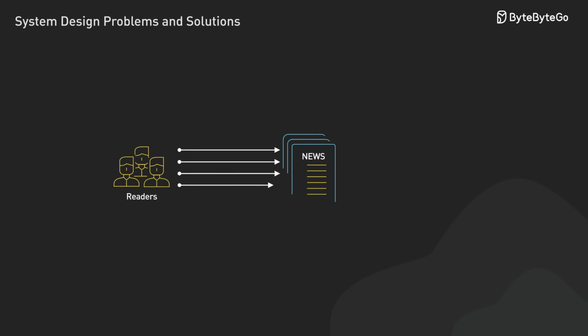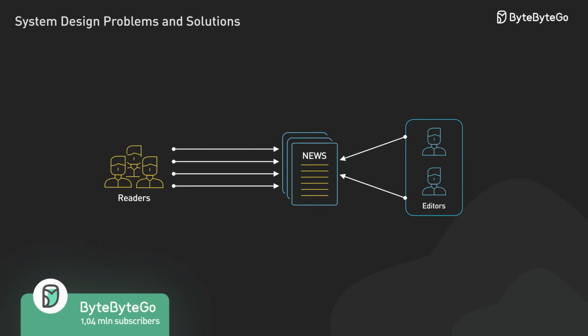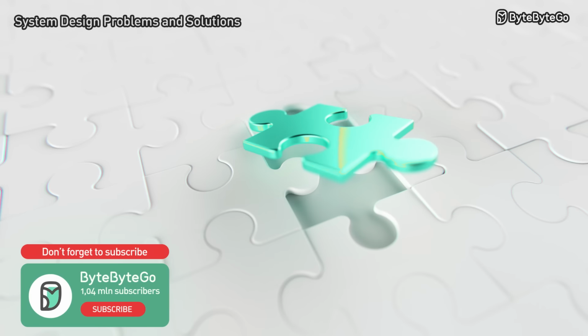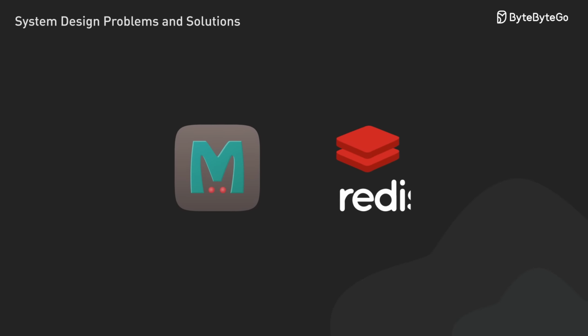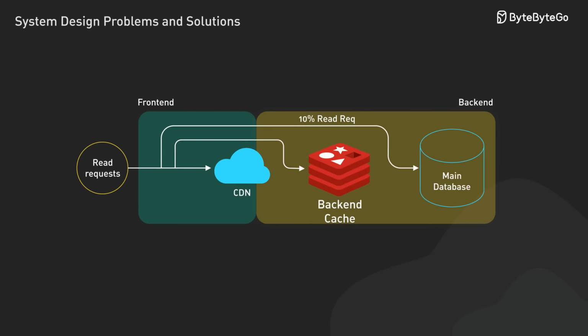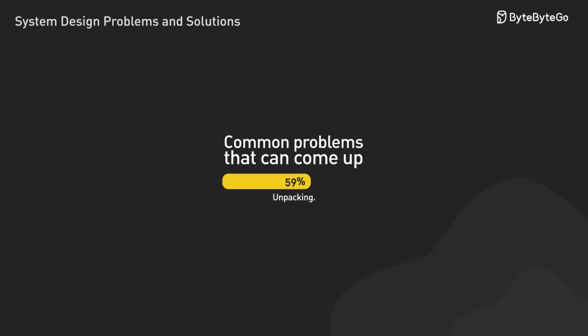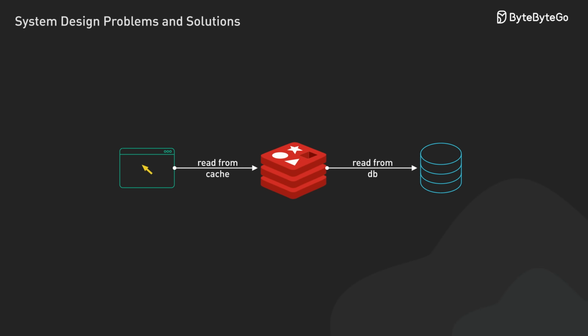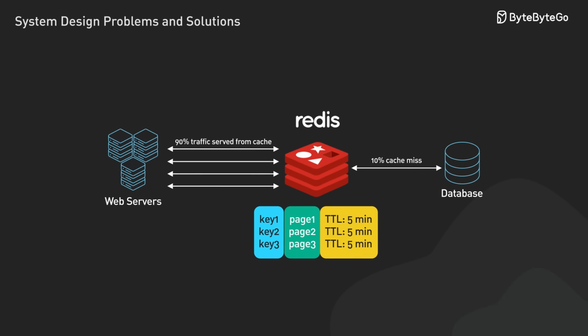Imagine a popular news website where millions of readers view articles, but only a small team of editors publishes new content. The mismatch between reads and writes creates an interesting scaling problem. The solution is caching. By implementing a fast cache layer, the system first checks for data there before hitting the slower database. While this dramatically reduces database load, caching has its challenges, keeping the cache in sync with the database and managing cache expiration.